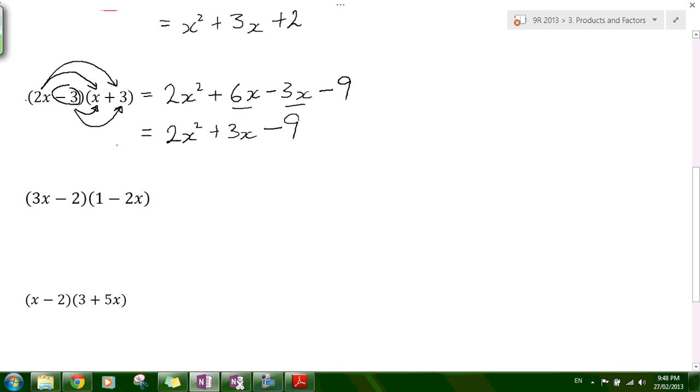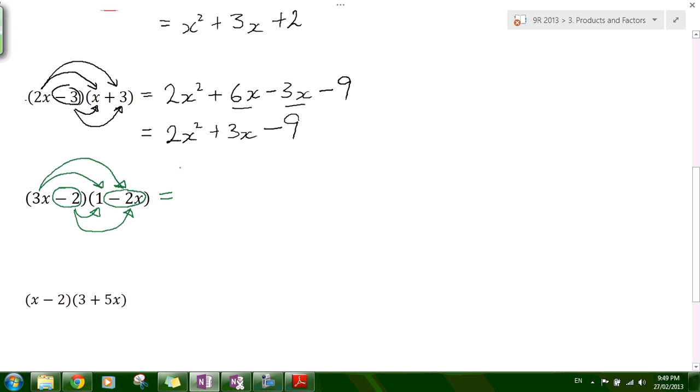So we have 3x minus 2 times 1 minus 2x. Okay? So again, I'll draw the arrows just for this sake. We won't always do that, but let's just do it for now. 3x times 1 and then 3x times minus 2x, that's outside. We have inside, and then we have last. Remembering that these negative signs go together with the term following them, with minus 2 or minus 2x.